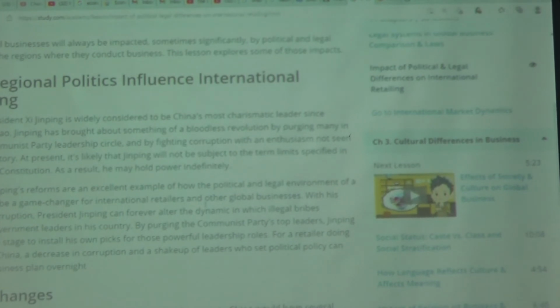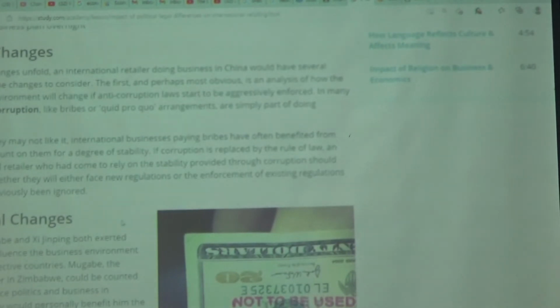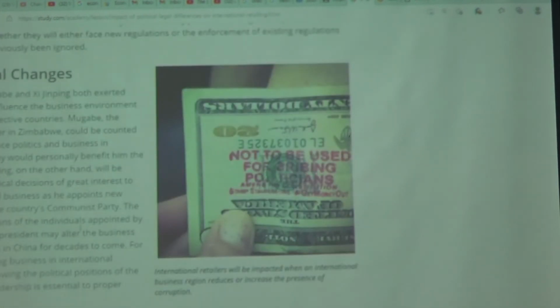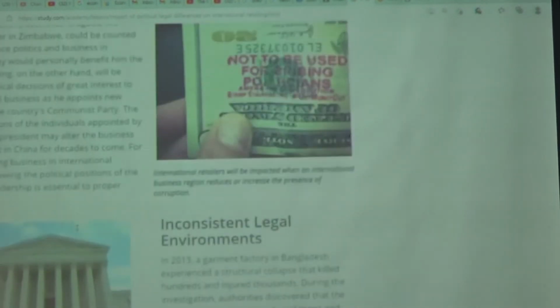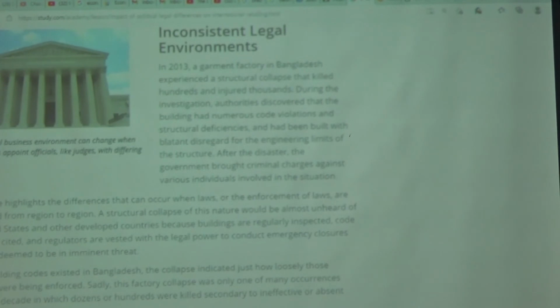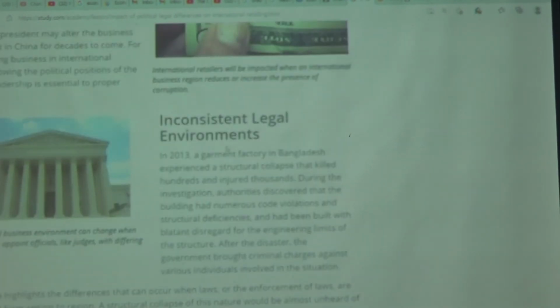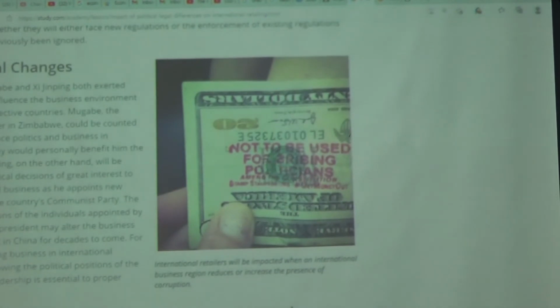But actually, the one that I think of the most has to do with legal changes. That can happen, especially when countries disagree. And that leads to an inconsistent legal environment where sometimes the law is doing one thing and then the next thing is going to change.